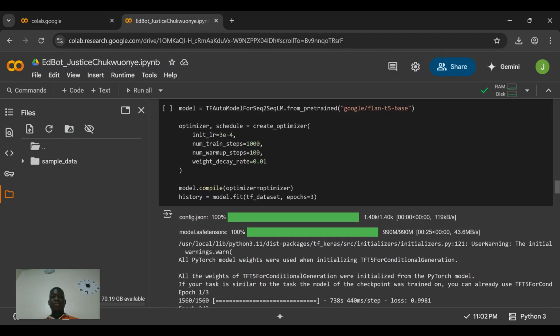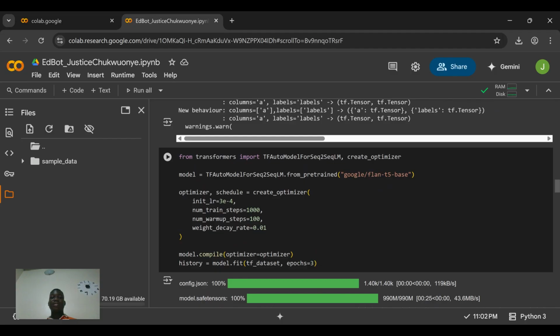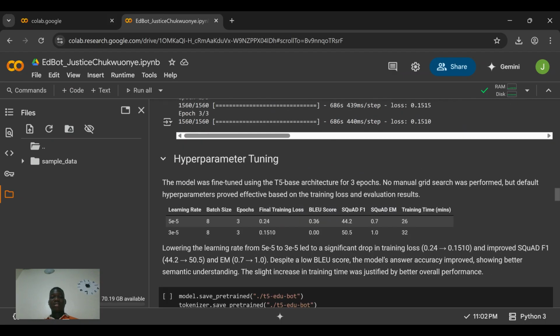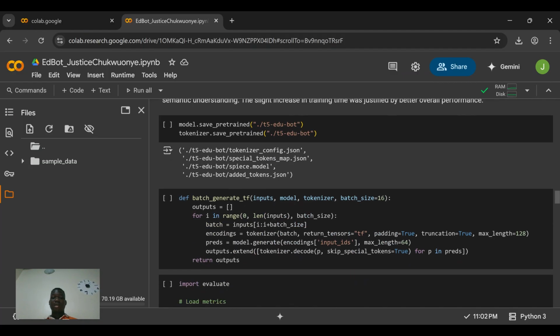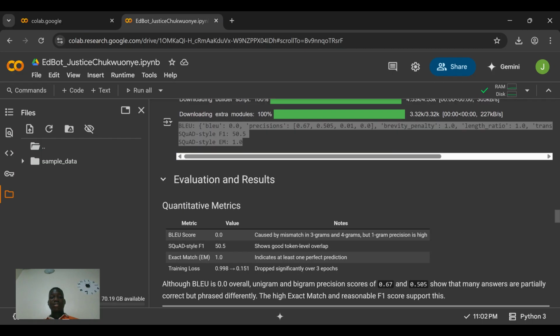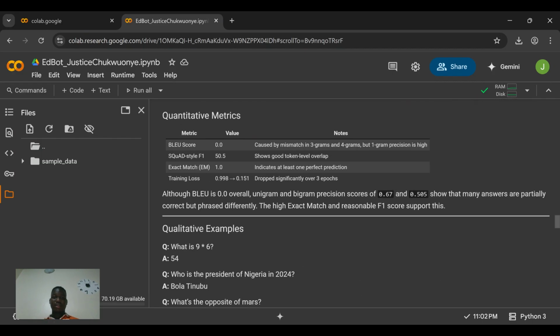During training, I fine-tuned the model for three epochs using TensorFlow and Hugging Face Transformers. I tested it with two different learning rates, 5E-5 and 3E-5, and I found that 3E-5 worked best because it gave a final loss of 0.1510, an F1 score of 50.5, and an exact match score of 1.0. These are the evaluation metrics.